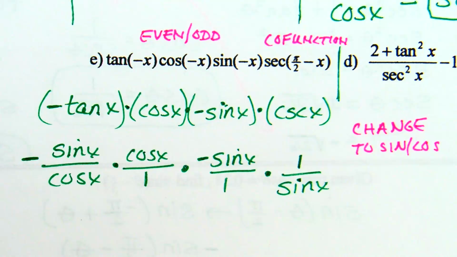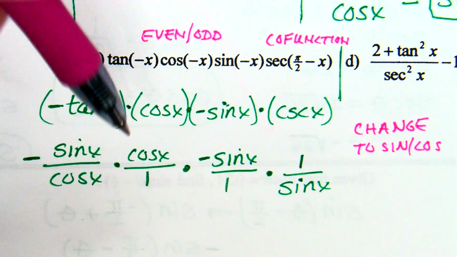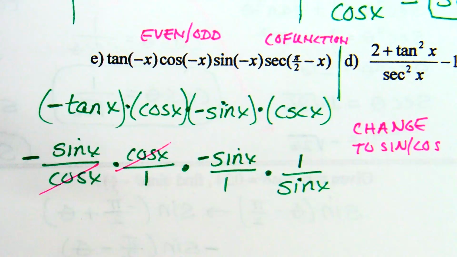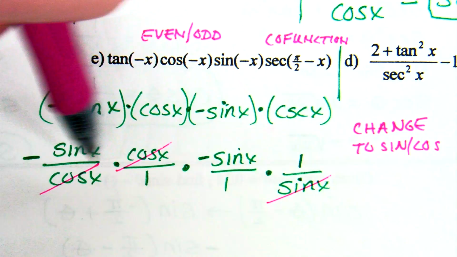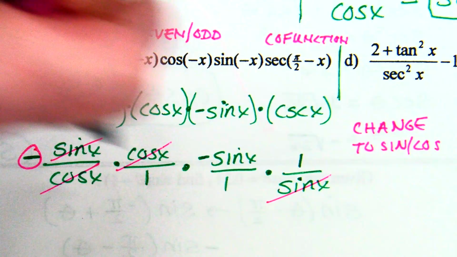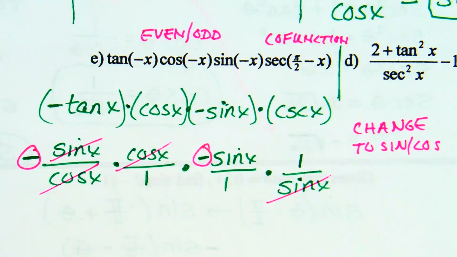Okay, guys. Finish it off. We're there. Cancel. Yes. Now you get to cancel because it's all multiplying fractions. So we can cancel what? Cosine cancels with cosine. Sine cancels with a sine. A negative times a negative makes a positive. What remains? Sine x.